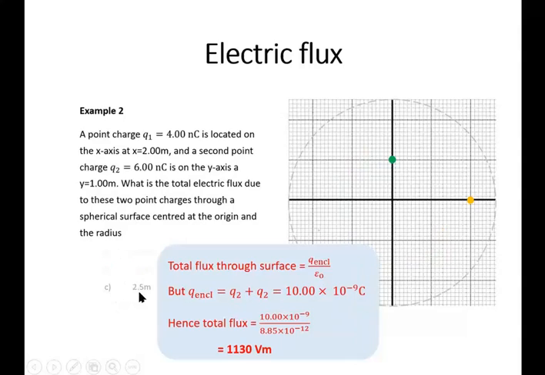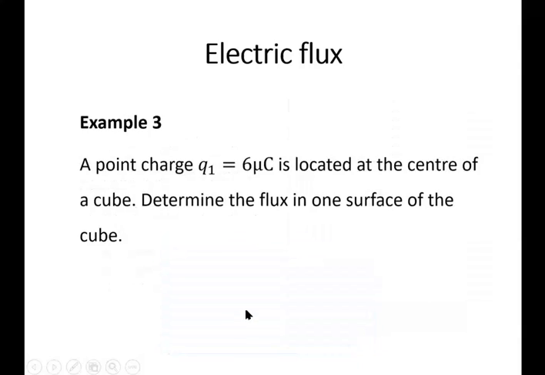Let's move to the third one. The third sphere will be 2.5 meters, centered at the origin, and it will be this large sphere containing the 2 charges. So we just have to sum up the 2 charges. 4 plus 6 gives us 10, and we go through the routine. That's so simple. Now let's do the last one. A point charge Q1 equals 6 microcoulomb is located at the center of a cube. Determine the flux through just one surface of the cube.